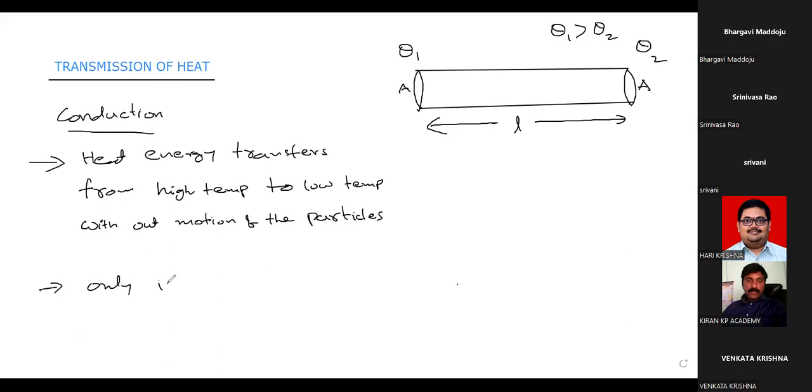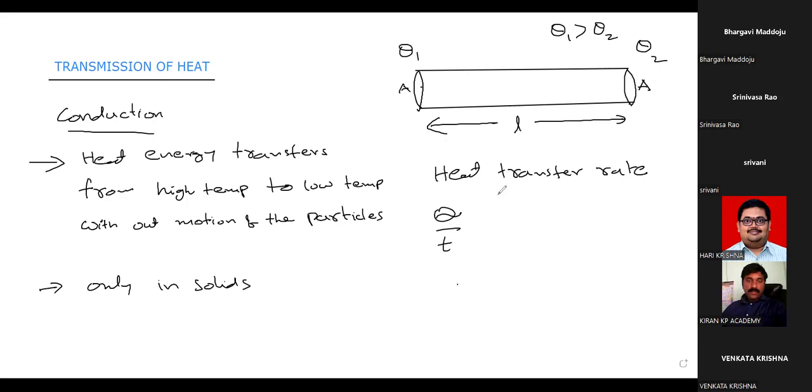Now, we'll discuss how the energy travels in this case. Energy travels from the high temperature to the low temperature. Assume that Q is the energy transferred. The rate of heat transfer, the heat transfer rate, I'm writing as Q by t.